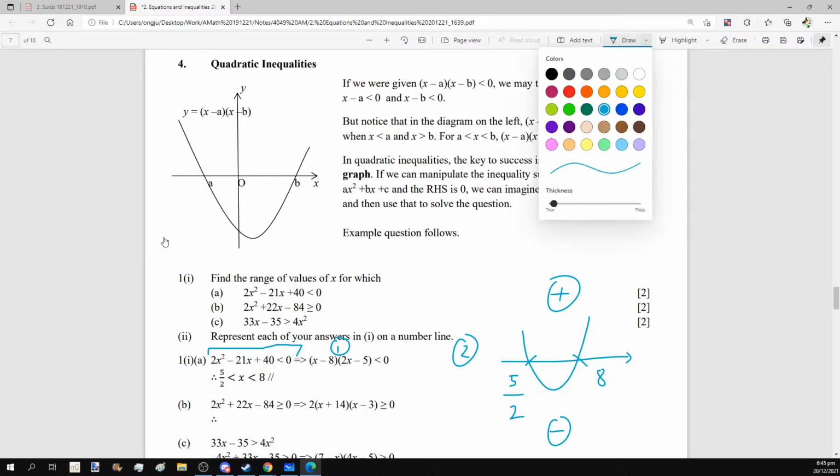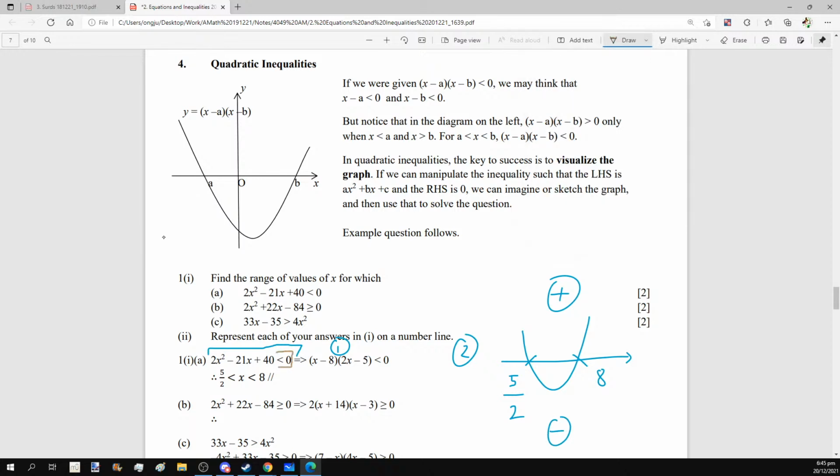In this case, the question says lesser than 0, right? Look on the left, lesser than 0. So if it's lesser than 0, I'm going to be below, which means that I'm going to be in this brown colored zigzag portion, which is in between 5 over 2 and 8. In between. In other words, x is greater than 5 over 2, but at the same time x is lesser than 8. And this informs us of the answer. So this graph drawing technique will be what we will use, right?